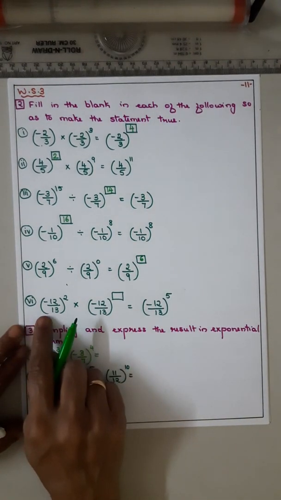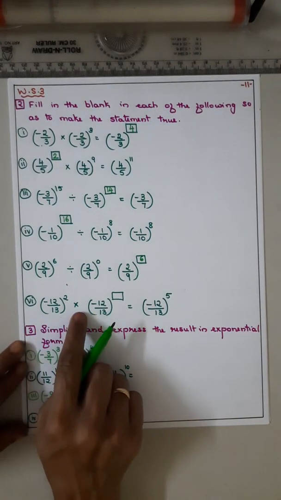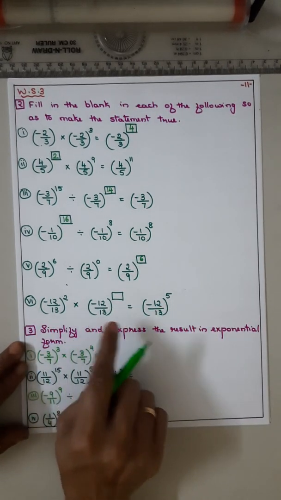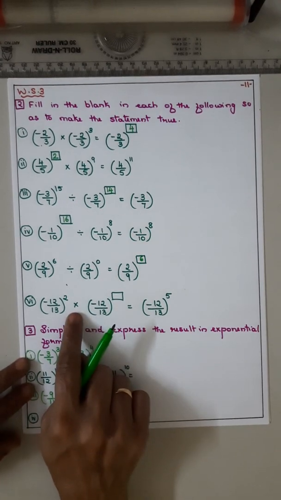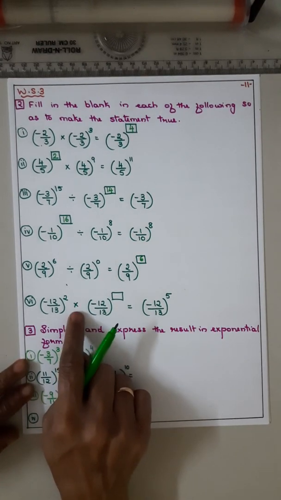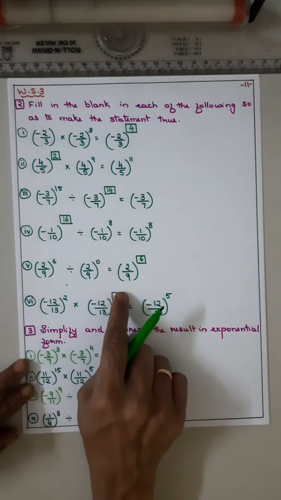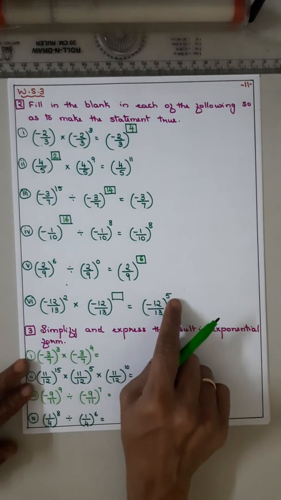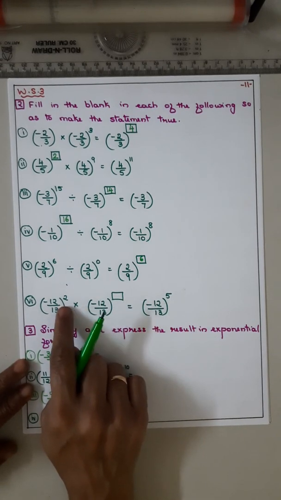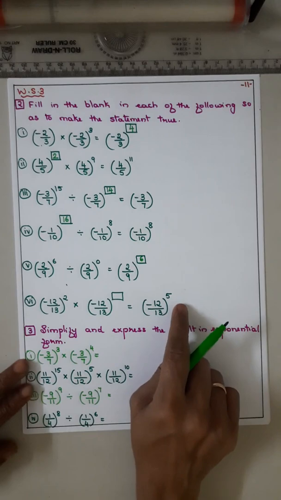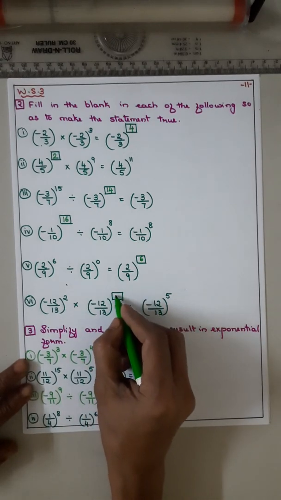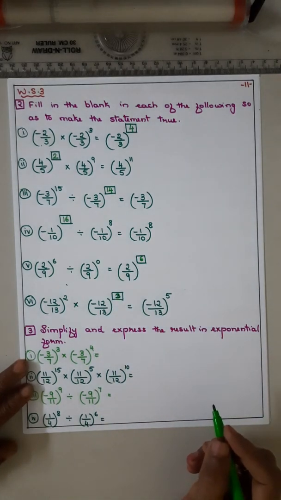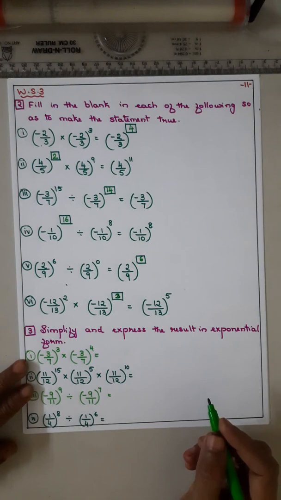Now (-12/13) into (-12/13), (-12/13). So bases are same, in between multiplication sign. That means we have to add the powers, isn't it? Now 2 plus how much is 5? 2 plus 3 is 5. 2 plus how much is 5? 2 plus 3 is 5.